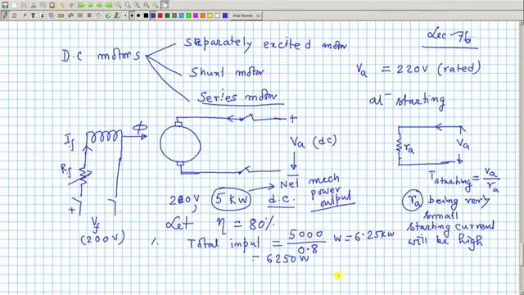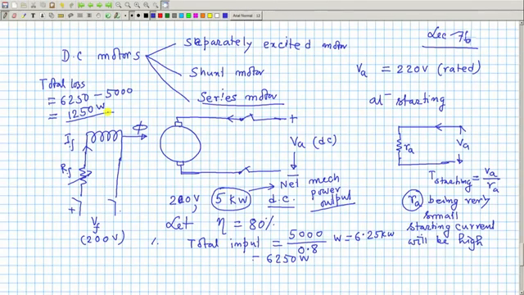Assuming it is a well designed machine, I have not yet tested the machine, I assumed that the total input will be of this order. So, the total loss will be 6250 minus 5000, which is 1250 watt. Now, let us have some idea. This is the total loss.